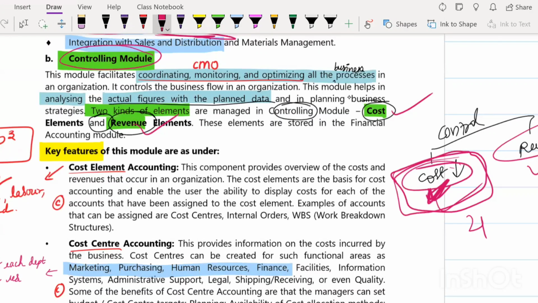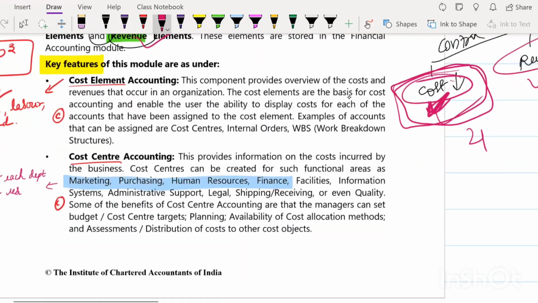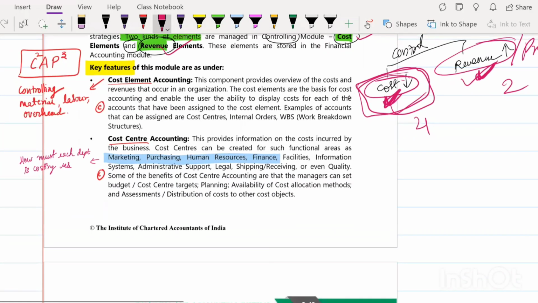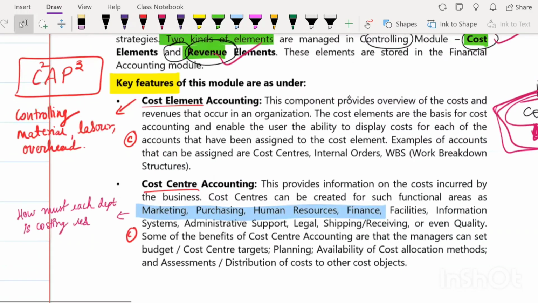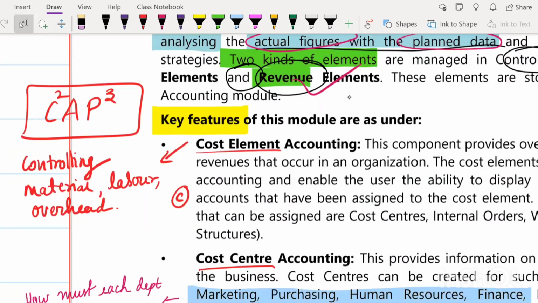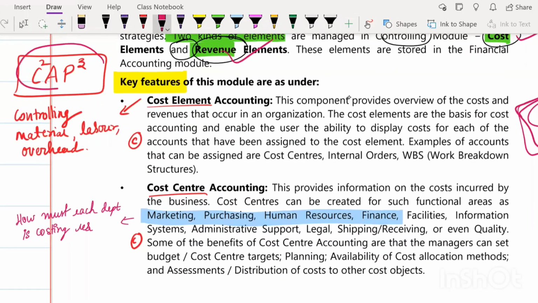Here what you do is, when you control, you will see whether the actual figures are as per the planned data or not. So this is the control that you're going to have. You also need to have control on CMO. That is, you have to coordinate, monitor and optimize all the business processes that are there in the company, and you have to control them. Now we are going to read the key features of this controlling module. The keyword for that is CAP, C square A P cube.